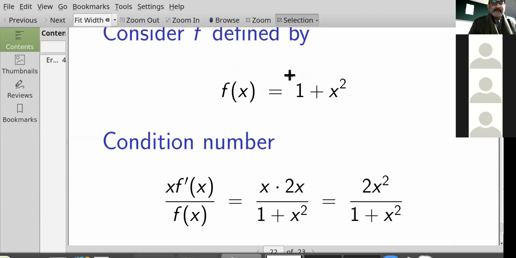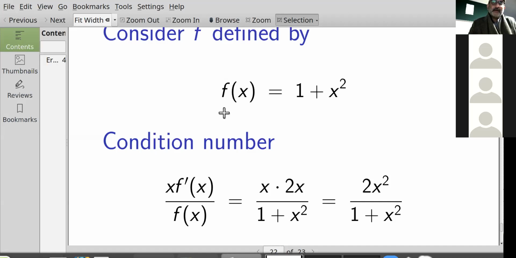That is infinity over infinity. Well, okay. As x is going to infinity, the 1 doesn't really matter. It's approximated by twice x squared over x squared, which is 2. Right? If you use L'Hopital's rule, you could work that out. Okay, so for really, really large x, this condition number is approximately 2.